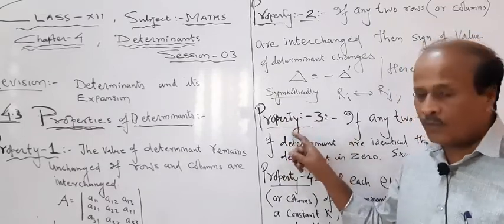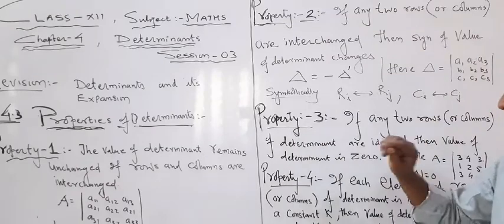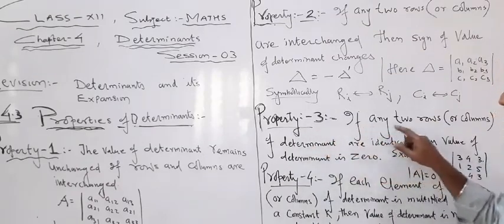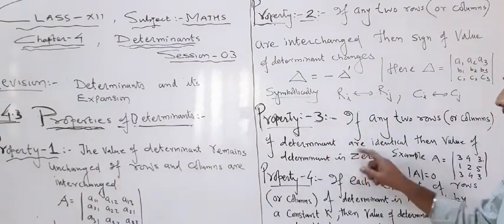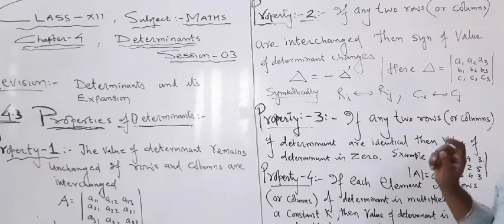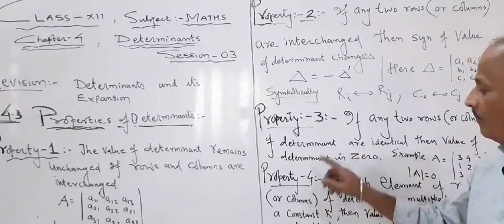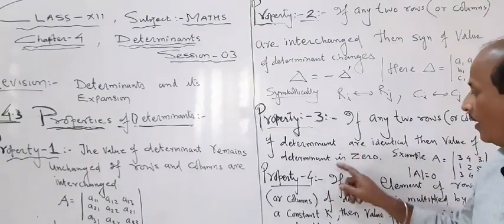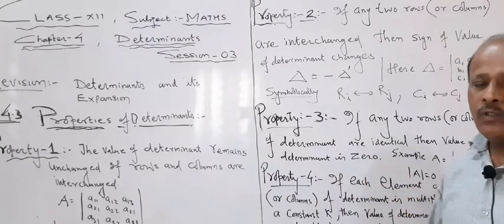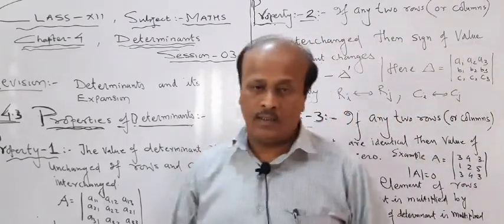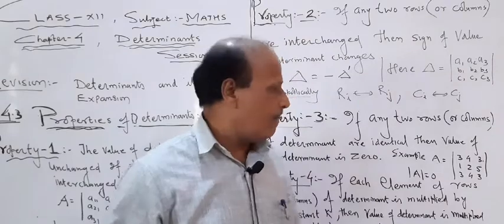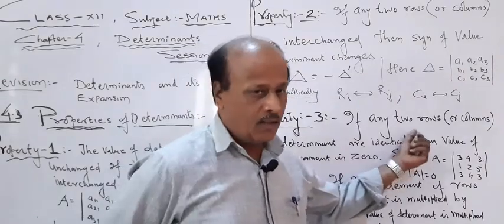What is that statement printed in your textbook? Property number 3: if any two rows or columns of a determinant are identical, what does it mean? Their elements are the same, then the value of the determinant is 0. Don't expand such a determinant, because then you are wasting your time. Directly you can write the answer as 0.